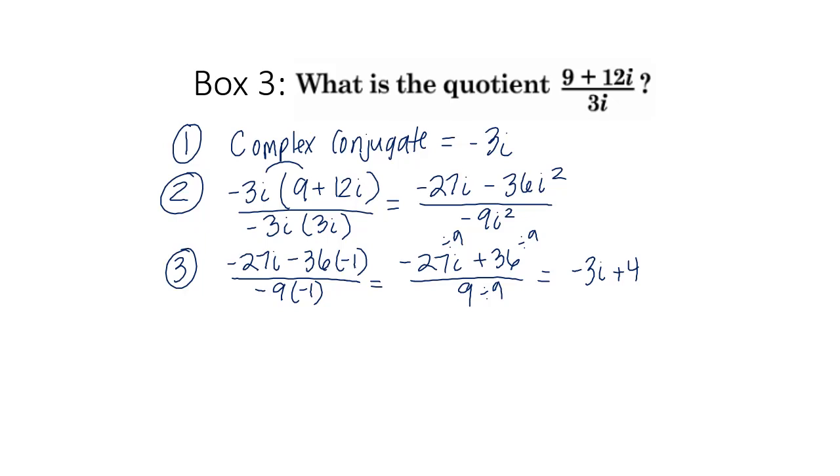Any questions on step 3? Alright. Step 4 is to put it in what form? A plus bi. So what do I need to do? I just need to switch locations, right? So I need to write it as 4 minus 3i. And you divide it.